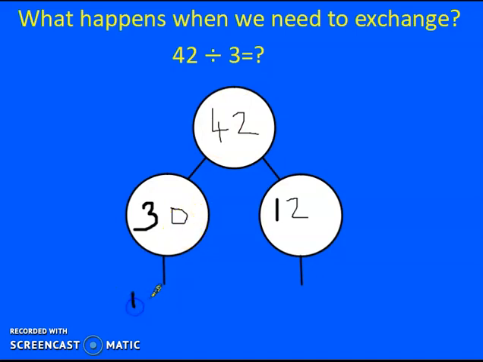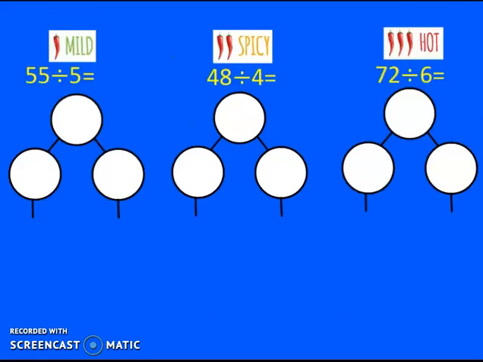Now, does 30 divide by 3? Yes, it does. We know that that equals 10. And does 12 divide by 3? Let's check. 3, 6, 9, 12. It does. It is 4. And then we simply add those two together. So 10 add 4 equals 14. So our answer for 42 divided by 3 is 14, because we exchanged and we changed this to a 30 so that this side could have a 12.